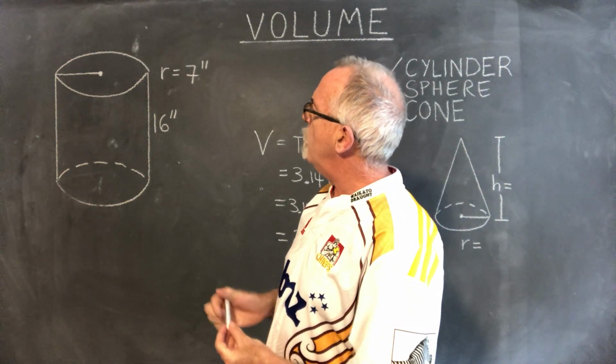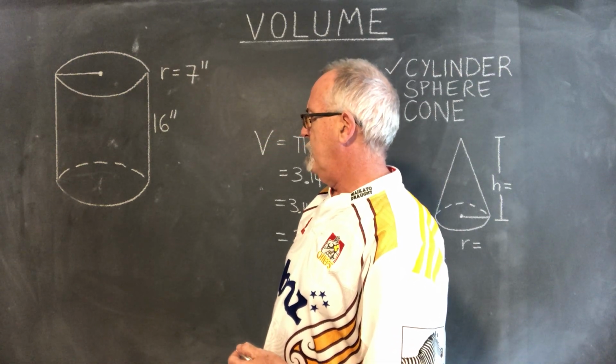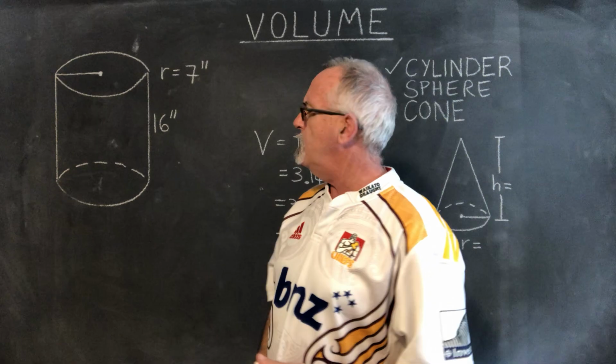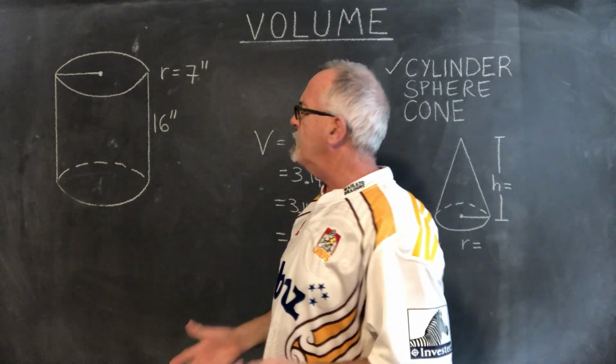And my second one, I can't draw that. My second one is a radius of 2 inches and a height of 200 inches. That's a weird sounding cylinder, isn't it?